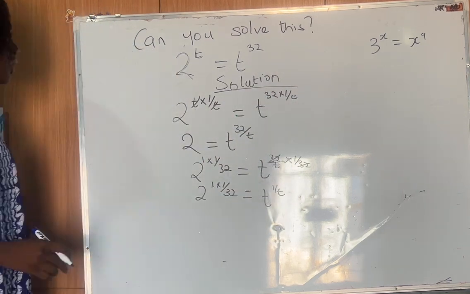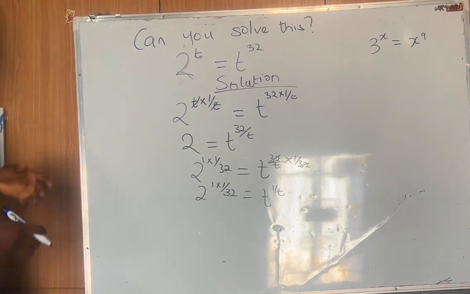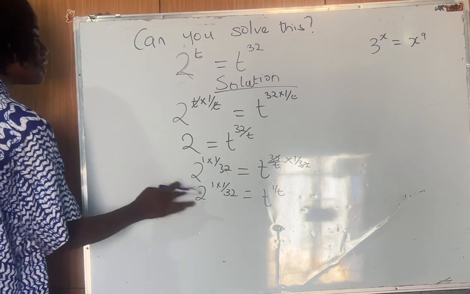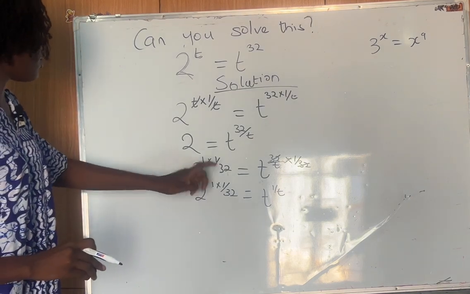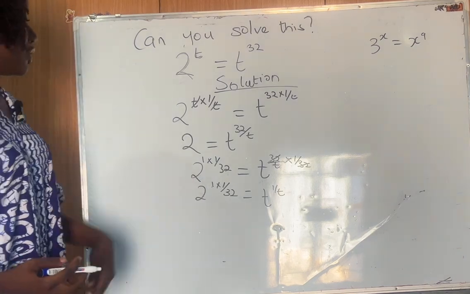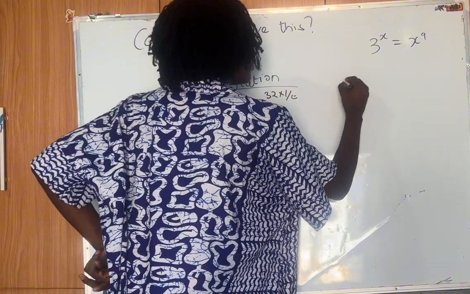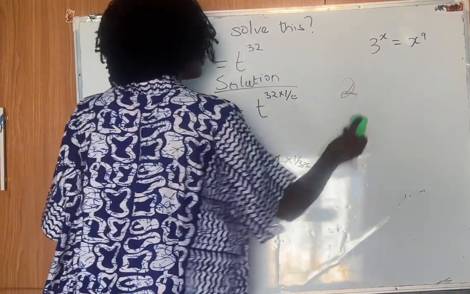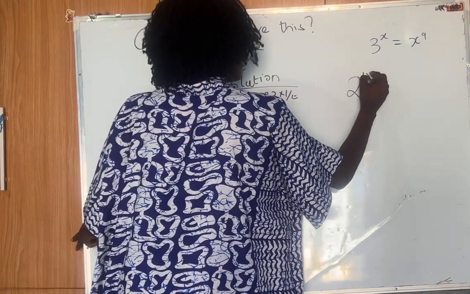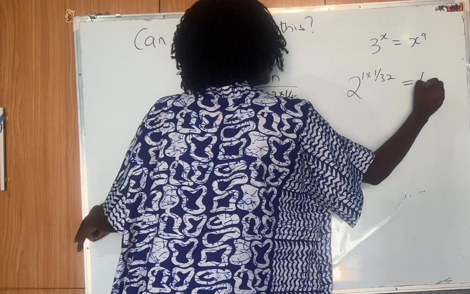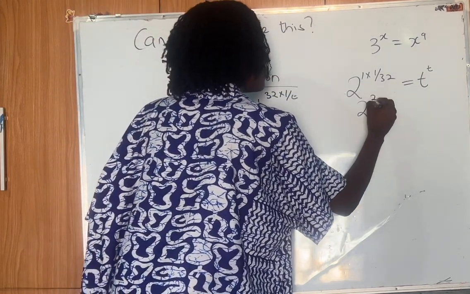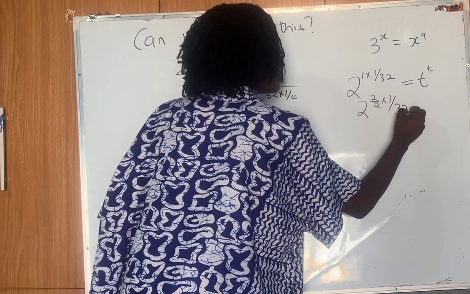In my previous video, I said when it comes to this place, you look for a number that, when it's raised to the power of this base, when it's raised to the power of this, it gives you the same number as when being multiplied by the denominator. Now, for example, this is it: 2. 2 raised to the power 1 times 1 over 32 is equal to 2 raised to the power t, right?